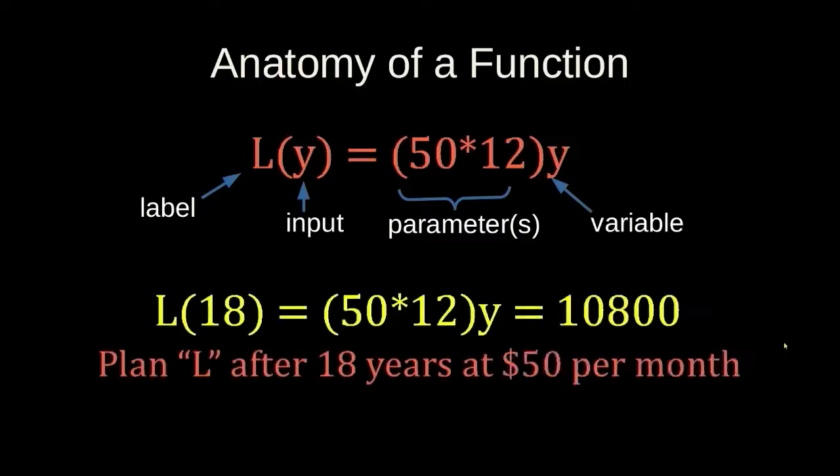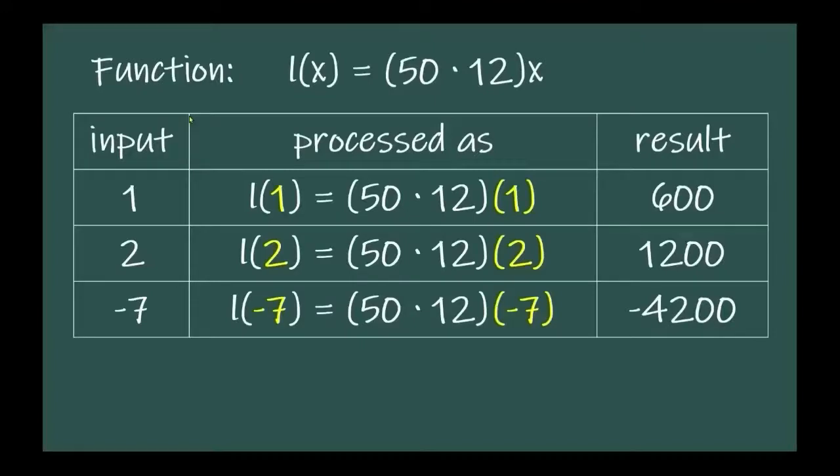When I write this, it's a fancy way of saying Plan L after 18 years at $50 each month will be $10,800. This L18 stuff is just clarification. You take that number and you plug it into the formula. It's y to y, so I take this 18 and I'm going to plug it in here, do the math, get the result. If the input is 2, you put in 2. If the input is -7, you inject -7.